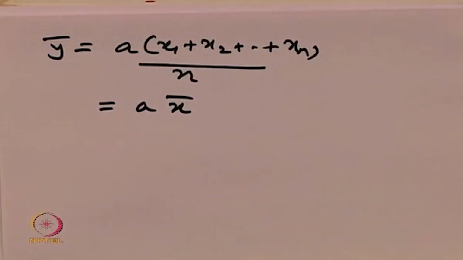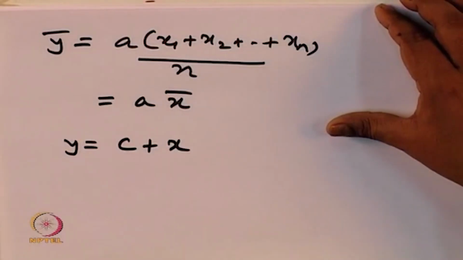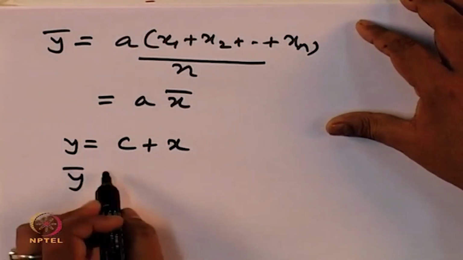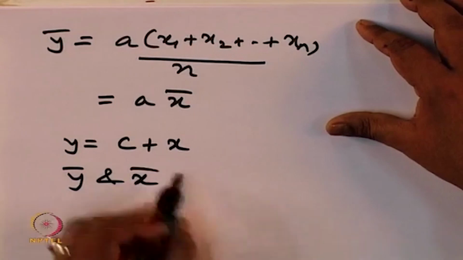So, this tells you that when you have a prefactor which is multiplied on a variable x, then the average of the new variable y is simply the prefactor multiplied by the average of x. Okay. Now, let us do another simple transformation. Imagine y is nothing but c plus x. Okay. So, I want to ask what is y bar and x bar, how are they related.